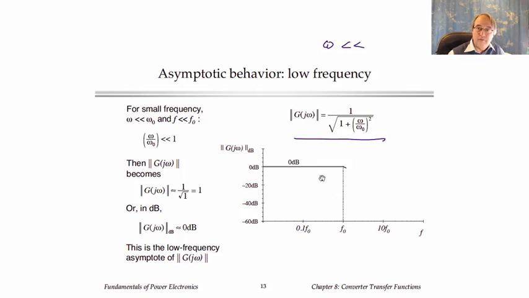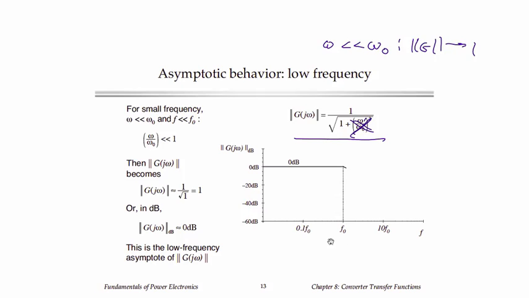what does this function tend to? Well, if you look at the denominator, we have 1 plus a function of omega, and when omega is small, this function of omega becomes small. In particular, when omega over omega naught squared is a lot less than 1, we can just throw out this term. So for omega much less than omega naught, we just ignore this term and we get 1 over root 1, so the magnitude of g goes to 1. And that's the asymptotic behavior. So our low frequency asymptote we're going to draw as just a straight line equal to 1 or 0 dB.